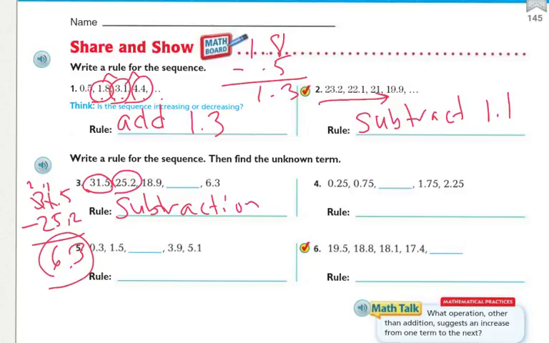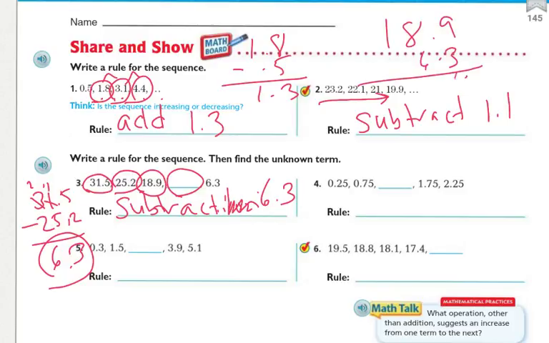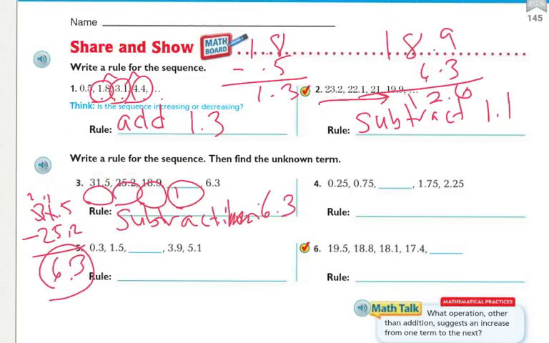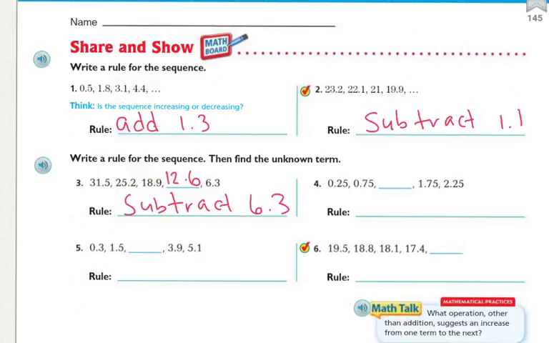So if that is in fact the case, subtract 6.3. Then if I'm trying to find the missing number here, I'm going to take 18.9, and I'm going to subtract 6.3, and I get 12.6. Alright, with the next one, I need to figure out is it increasing or decreasing, and you can tell that it is increasing, which means I'm adding a number.